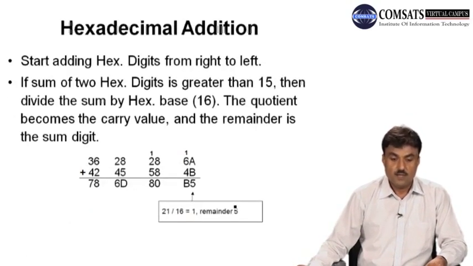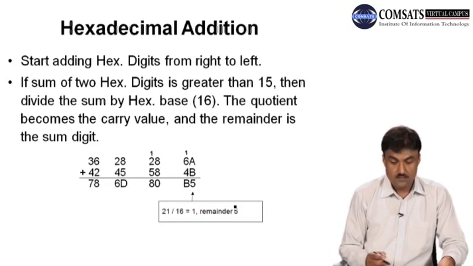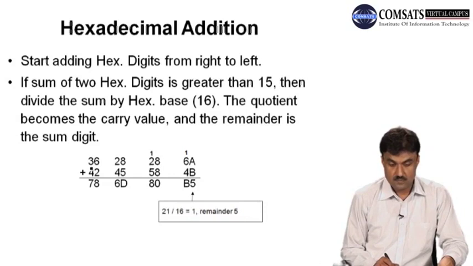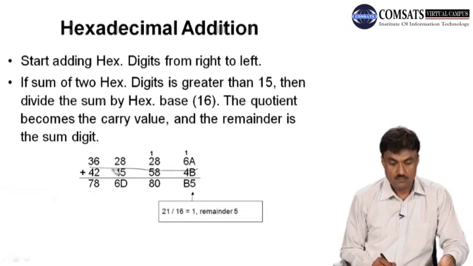At the same time, hexadecimal addition. In hexadecimal addition, we have to start adding these digits. For example, this is one hexadecimal number, and then we have another hexadecimal number here, and we want to add these two numbers. So how can we perform this addition?